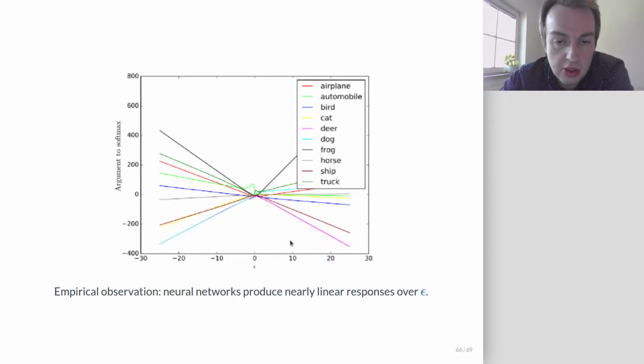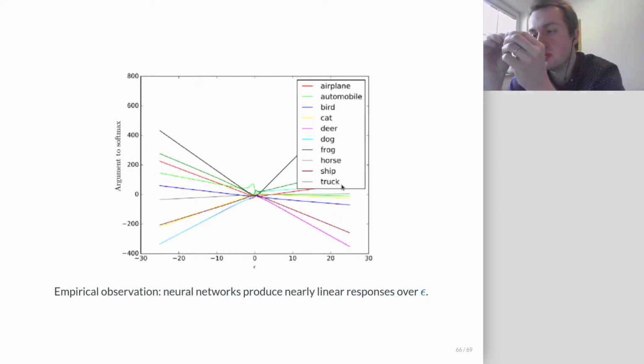And so this is what they show in a paper, I don't remember which one, studying this hypothesis. And they show that indeed neural networks produce responses over this epsilon, the magnitude of the perturbation rather, which is almost linear, right? And what they show are the logits for 10 different classes. The logits are just this quantity that arrives just before the softmax layer, right?